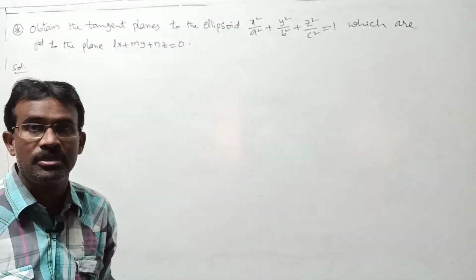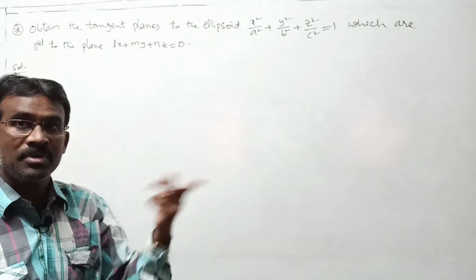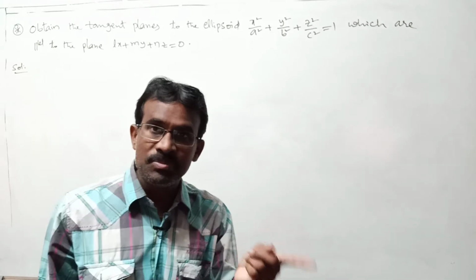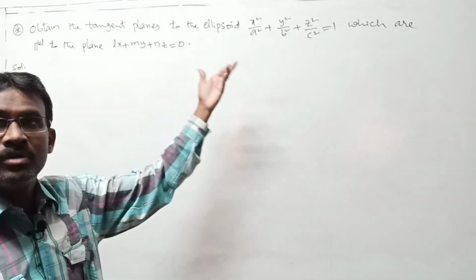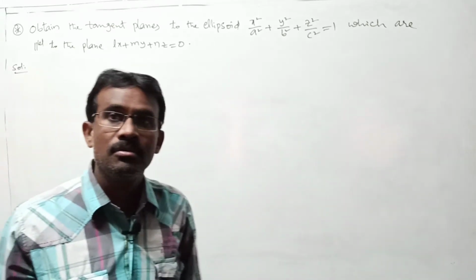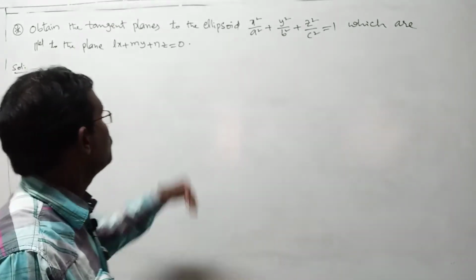Somewhere in the last class we defined P equal to plus or minus the square root of a²l² + b²m² + c²n². Substitute that here and you get your required plane. That completes your question. That is the work I am doing.